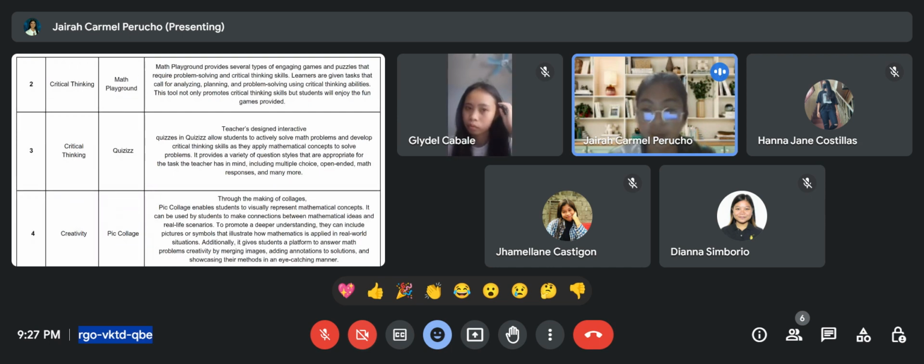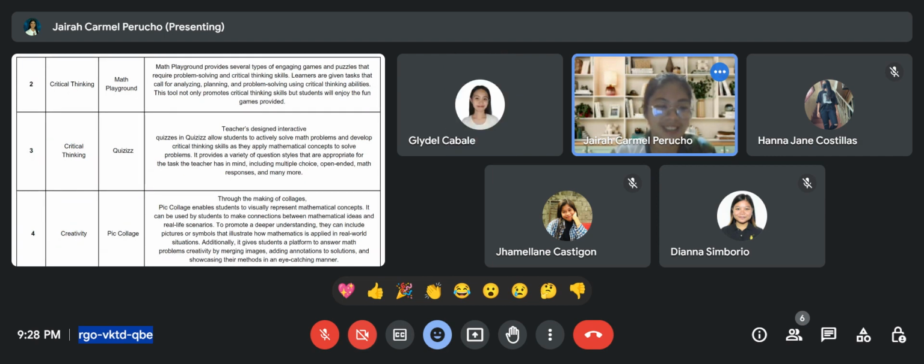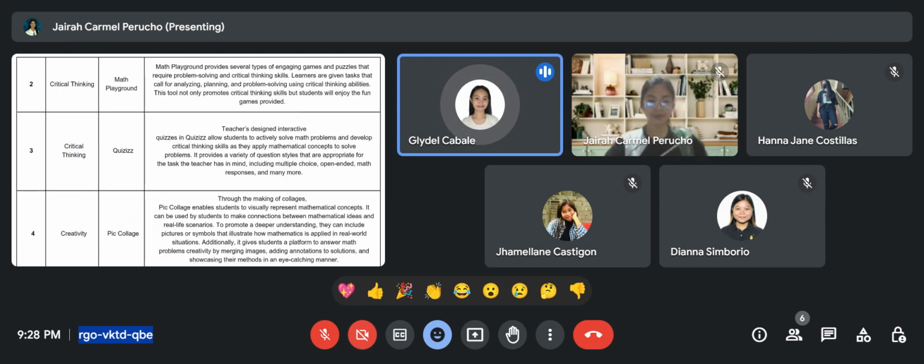Let's move on to grade four, which will be discussed by Miss Glidel. Okay, moving on to grade 4. So we have the 21st century skill of creativity, and the ICT tool that we have picked is Pic Collage.